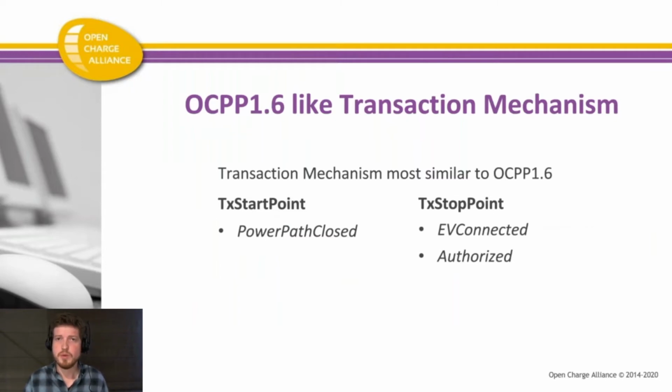If you have a 1.6 charge point and you want to have an easy migration to 2.0.1, then you could make the decision to make the transaction mechanism as similar as possible. And you can do that by, for example, configuring PowerPathClosed for the TxStopPoint and Authorized and EVConnected for the start point, and you can even also make the mutability read-only. So in this case, you would have a very easy transaction mechanism.